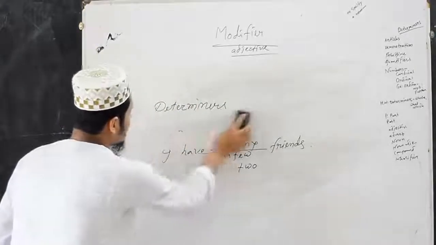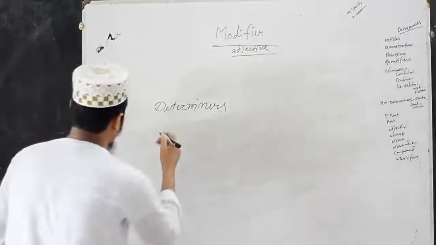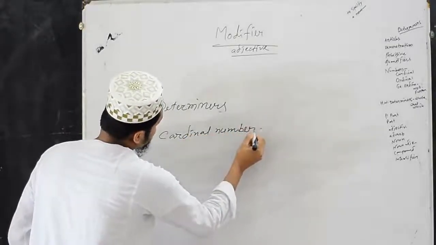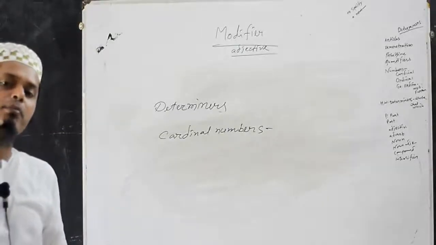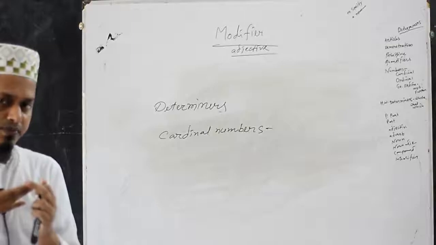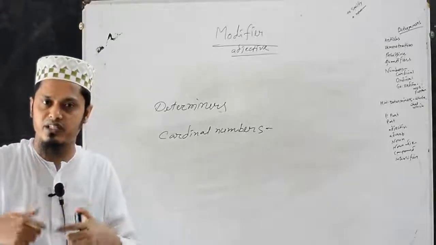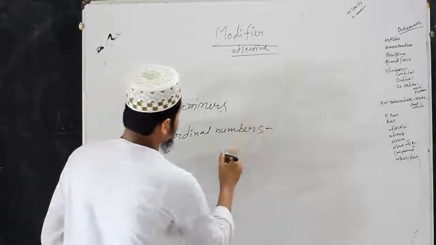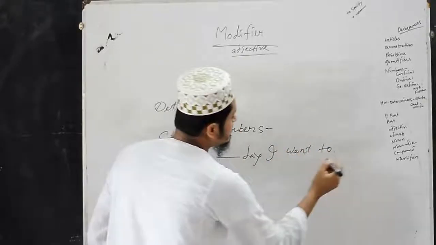So we are very clear what type of words can be used as pre-modifier. And next, cardinal numbers. Cardinal numbers can be used as pre-modifier. You know number is divided into three types: cardinal number, ordinal number and multiplicative number. Cardinal number indicates the counting form: 1, 2, 3, 4, 5, 6, 7, 8, 9, 10, 11, 12, etc., 200,000, million, billion. So that is the cardinal number. If I say "dash day, I went to Canada."